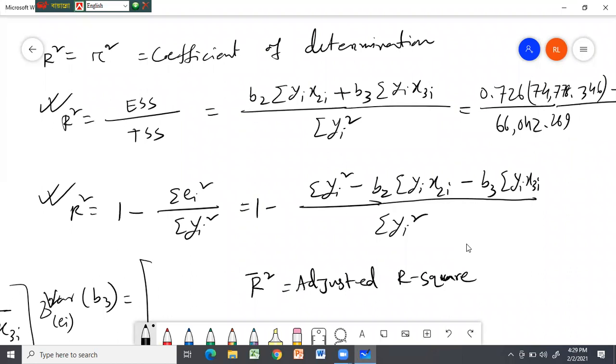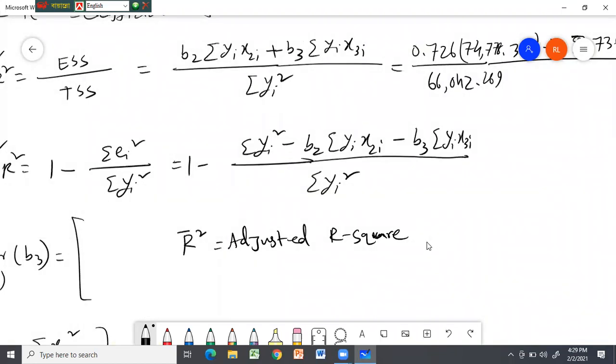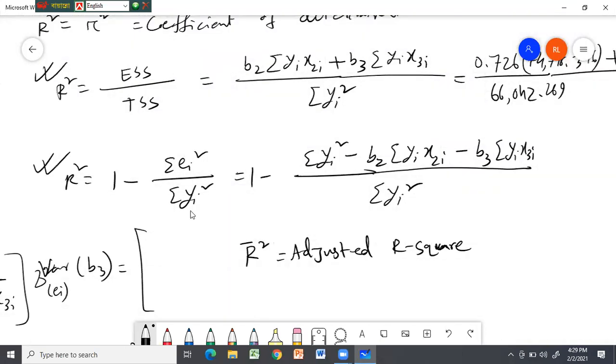Adjusted R square. What is adjusted R square and how is it calculated? There is a direct formula for calculating adjusted R square, but why do we need to calculate it? Because the unadjusted R square does not use the degrees of freedom in its calculation. When we calculate the R square value, there is no formula that includes the degrees of freedom concept.